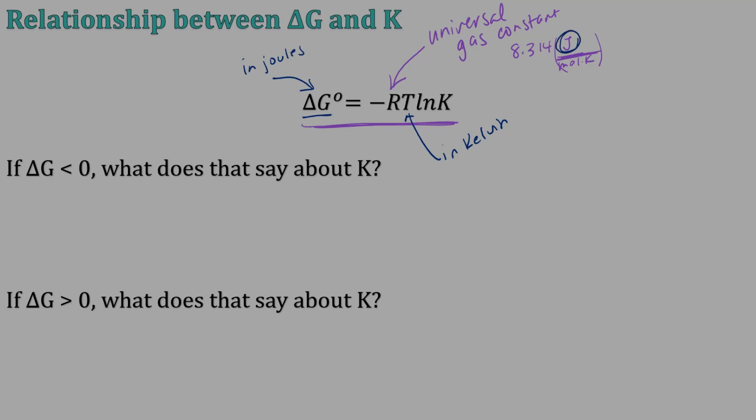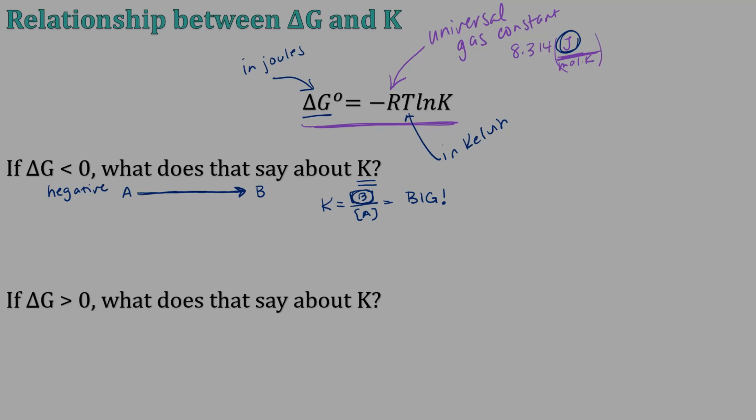So if delta G is negative, then what does that say about K? Well, if delta G is negative, then that means it's spontaneous going forward. And remember, with K's, if this is A and this is B, then the K would be found from the concentration of B over A. And so if it's spontaneous going forward, then that means we should have more B than A at equilibrium. And so therefore your K is going to be big because you'd have more product, so you'd have more numerator.